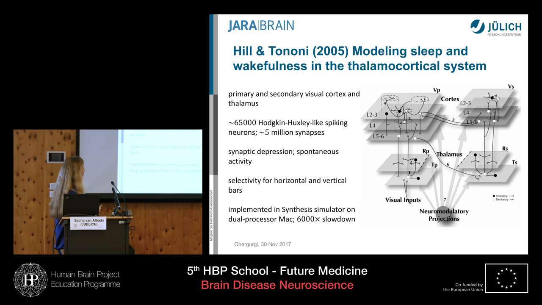The neurons in this primary visual region are selective for horizontal and vertical bars. And then in the secondary one, they have a similar type of selectivity, but in addition, they can be selective for bar crossings, and they have larger receptive fields. And the implementation was in a simulator that they wrote themselves, and it was rather slow.